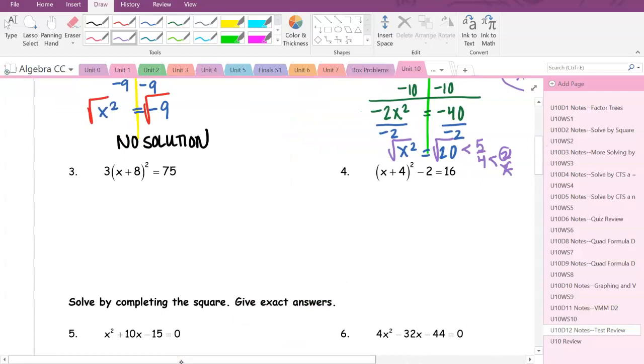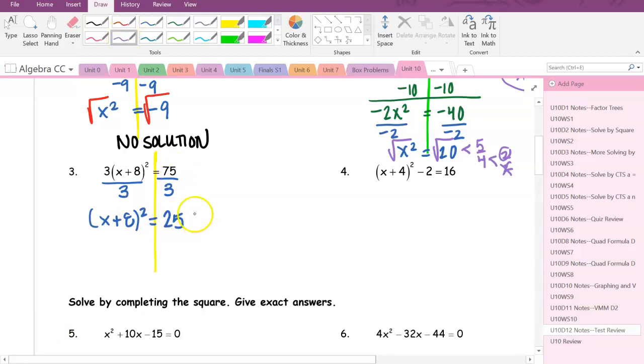All right, so now let's try some that have some parentheses. When you have parentheses that are being squared, the first step is to get the parentheses by themselves. So we can't distribute this 3 because of our laws of order of operations. So instead, we'll divide by 3 to get rid of it. 75 divided by 3 is 25.